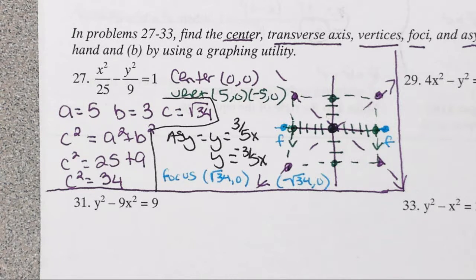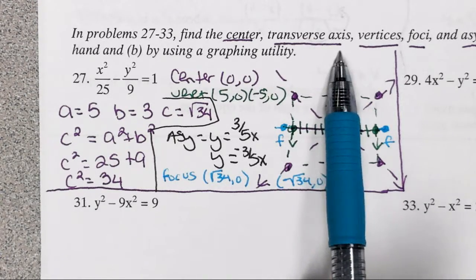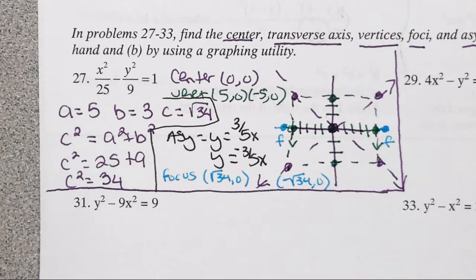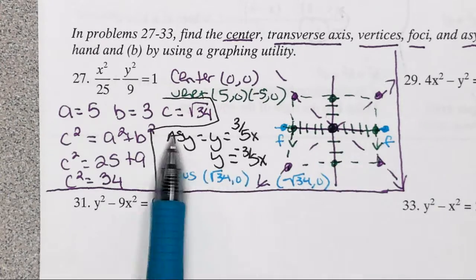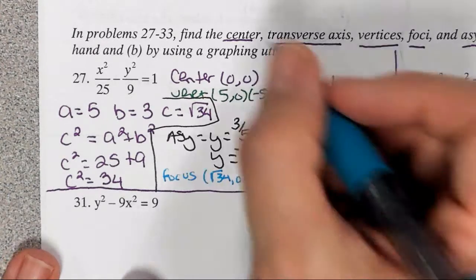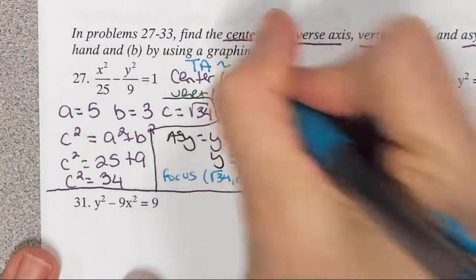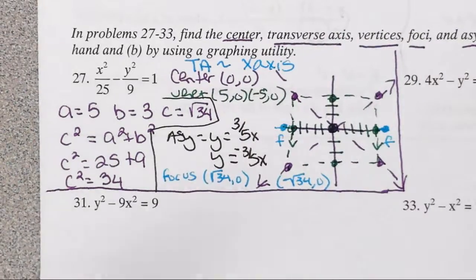They asked me for one more thing. This problem asked me for a lot of stuff. They asked me for this thing called the transverse axis. Your transverse axis is the axis that has the vertex and the focus. Which axis has the vertex and the focus? The x. So I'm going to abbreviate it. Transverse axis is the x-axis. And we have now completed number 27.